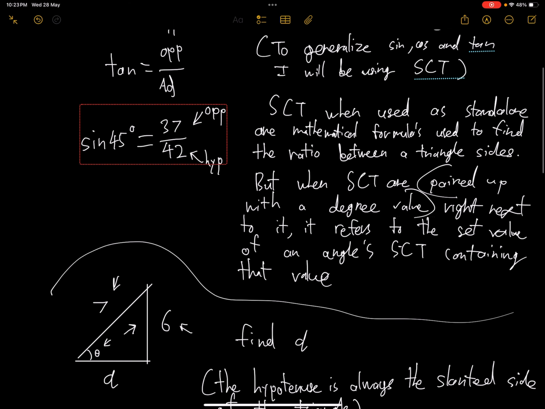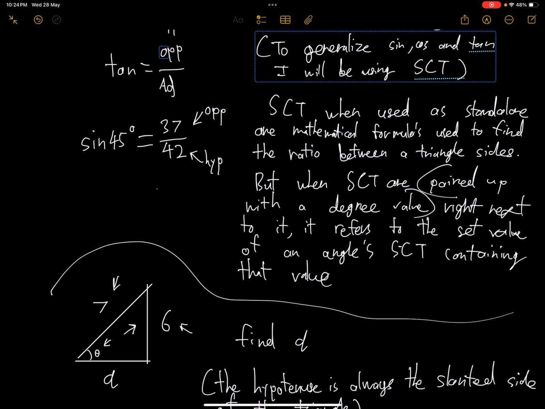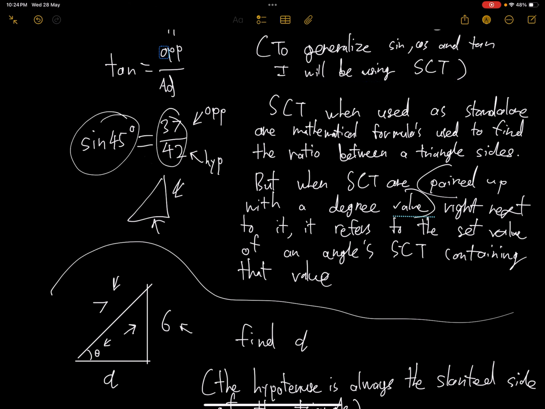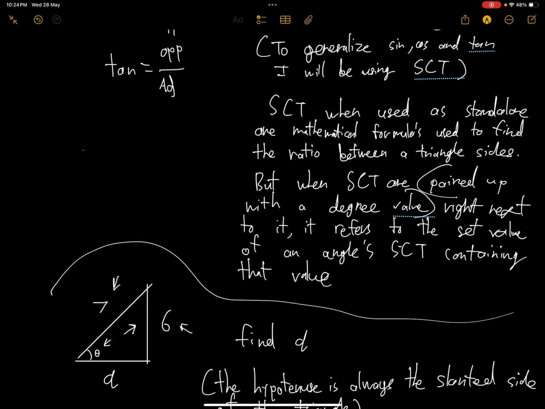But it does not matter how different the sides, the opposite and the hypotenuse of the question's lines, are. It's always going to be 37 over 42, because the sin of the degree is already defined. And okay, I'll explain this in another way.